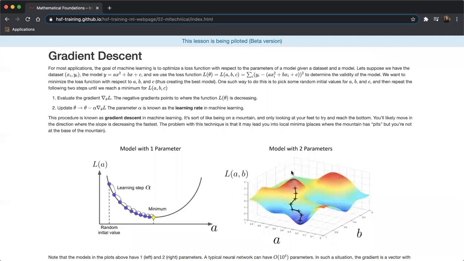For a model with two parameters, i.e., you can visualize it as a two-dimensional space, you might start with some random initial value up here, somewhere on the mountain, and then each learning step will take you closer to the minimum until the minimum at the bottom here is reached in this trench.